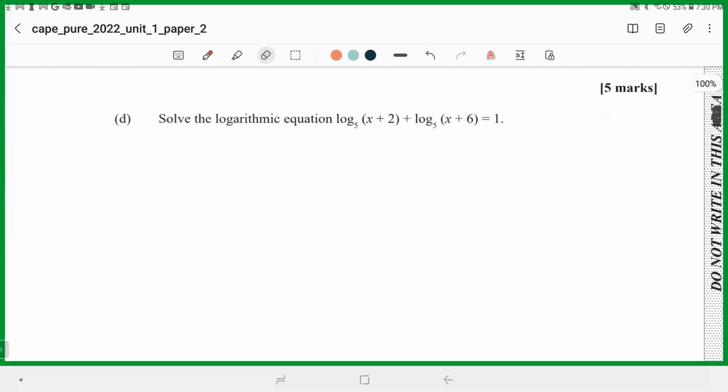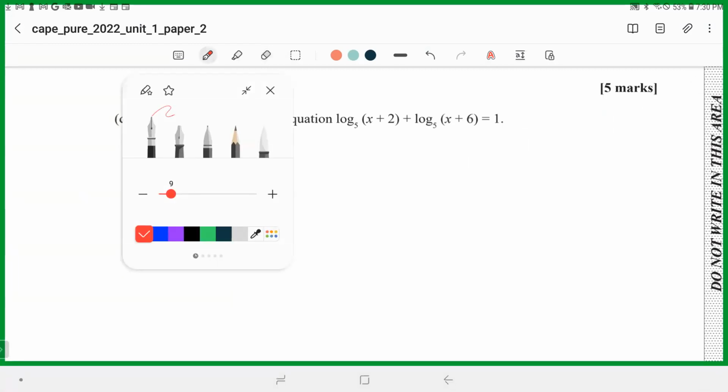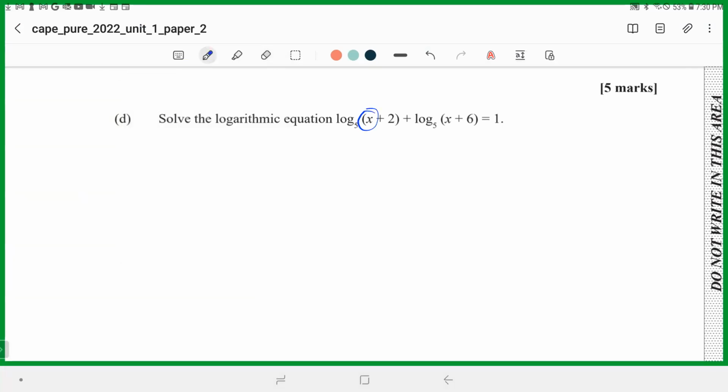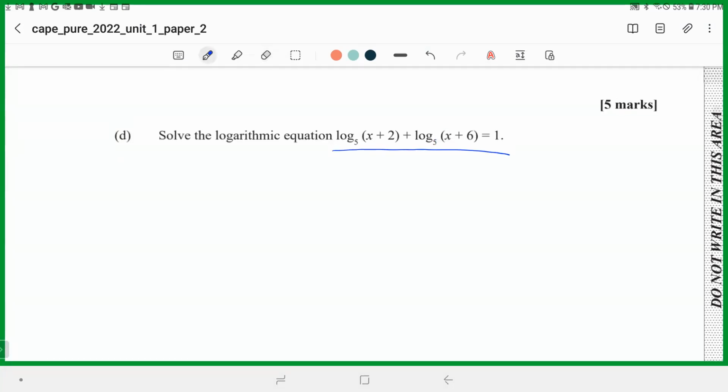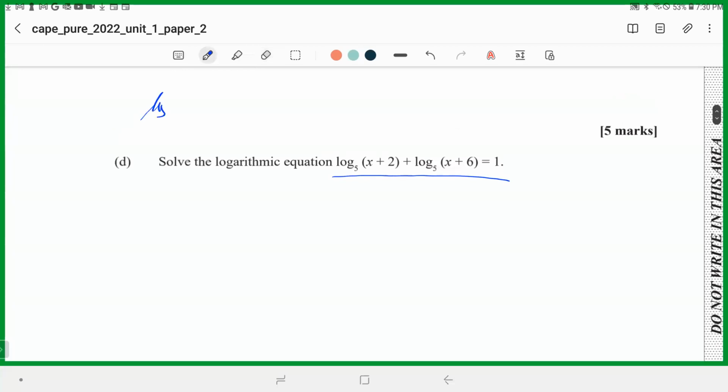Pay attention. Easy stuff. Solve always means find the x value. So remember, when you're solving an equation like this, what is your aim? You want to bring it down to the log of a number to a base equals a power, which would then mean that the number is equal to the base raised to the power, and you solve.